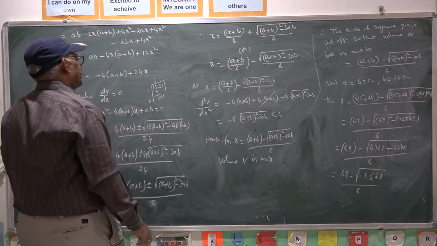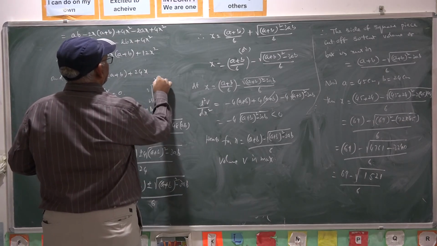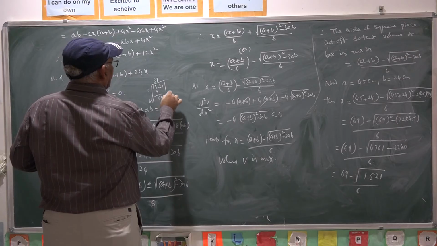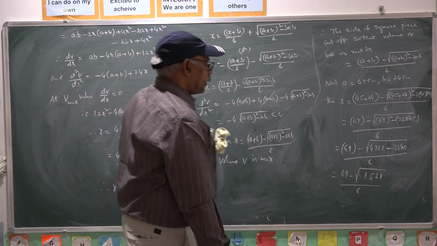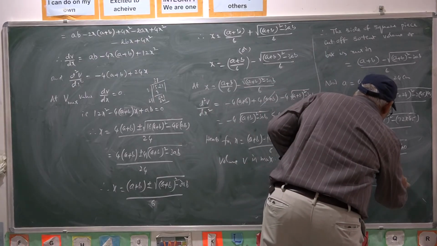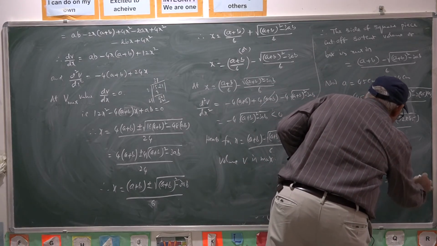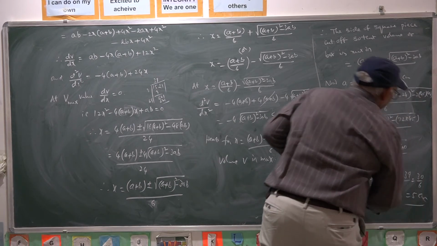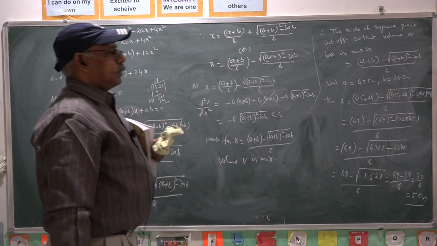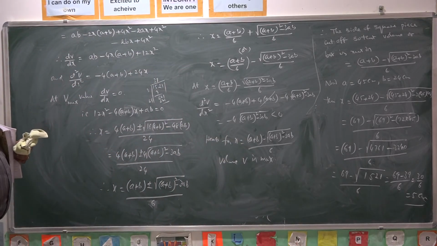I thought that this is 9, 81, 54 plus 8, 62. So 39 is our root. 69 minus 39 by 6, that is 30 by 6 centimeters. So this is the required square piece cutout.